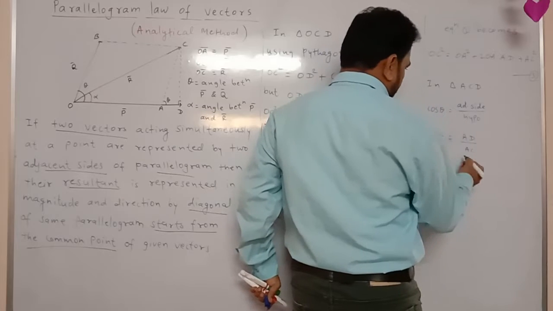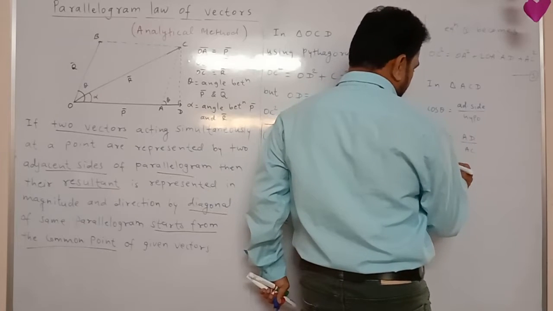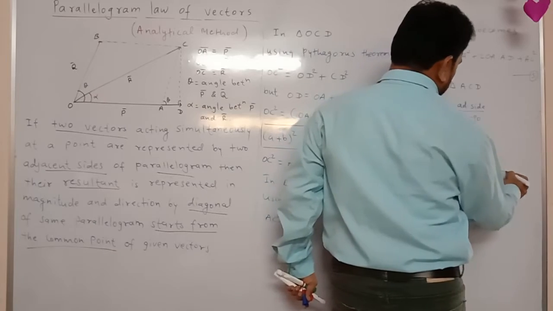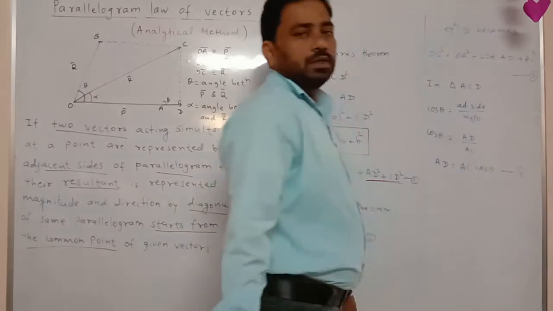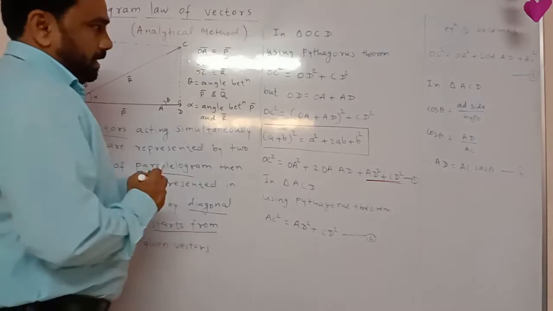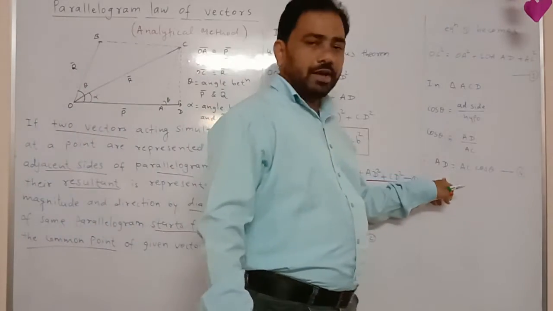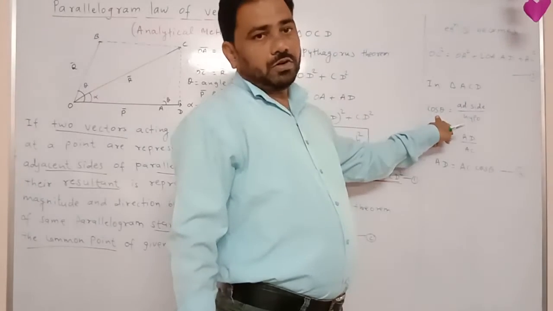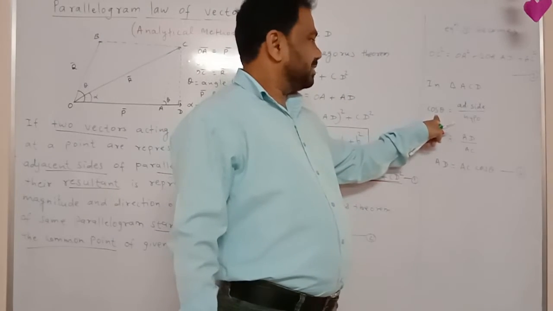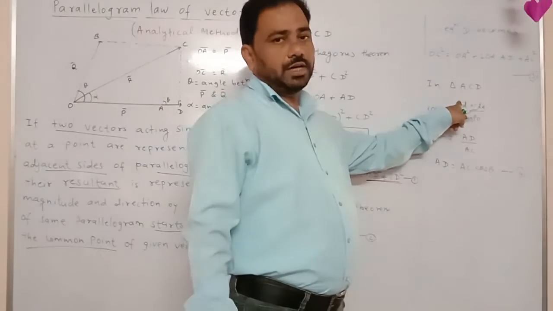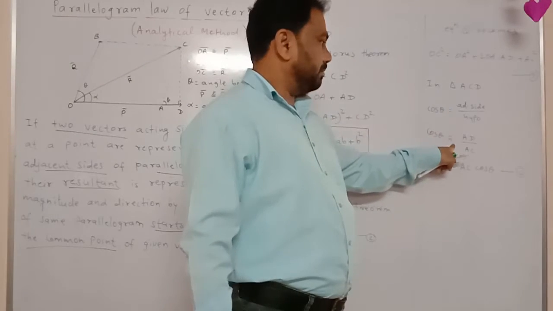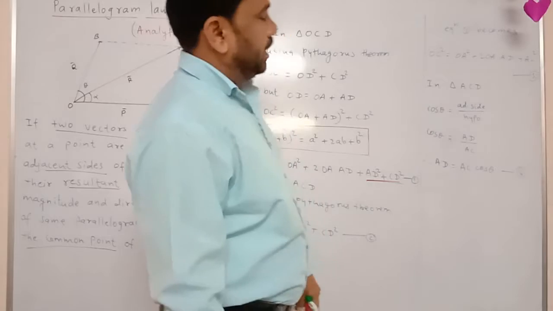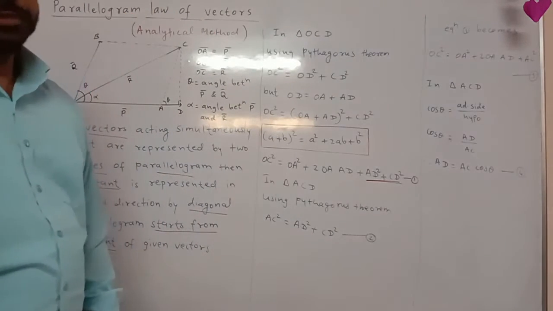So therefore we can write the value of AD is equal to AC cos theta. This is equation number 4. So this is the value of AD in triangle ACD. Just calculate cos theta, which is adjacent side upon hypotenuse. So we write AD upon AC. Therefore AD is equal to AC cos theta.